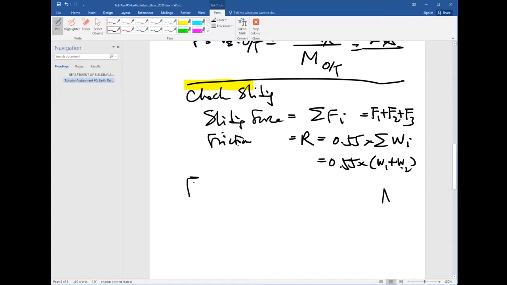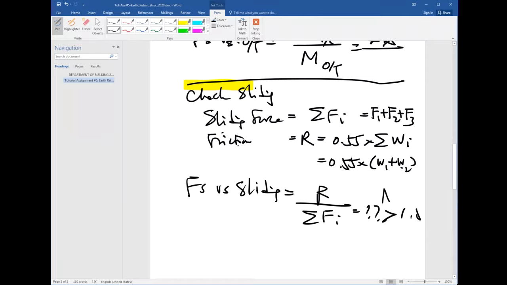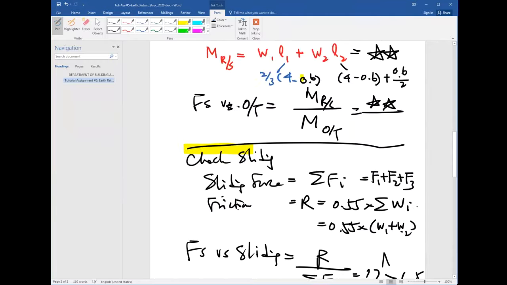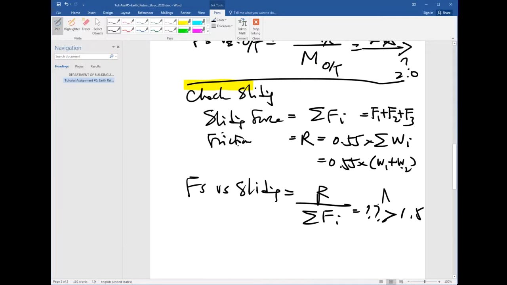so the factor of safety against sliding is equal to what? The resistance divided by the sliding force, right? It should be something, is it greater than 1.2? Right? If the overturning safety factor is greater than 2.0, there should be no overturning problem. If the factor of safety against sliding is greater than 1.5, there should be no problem with the sliding.